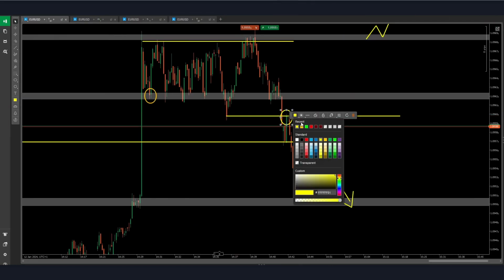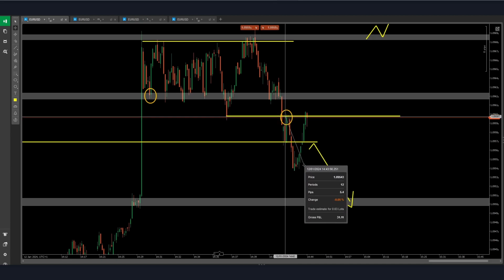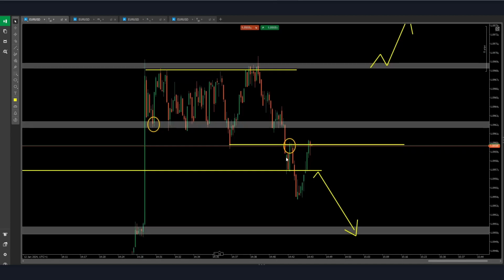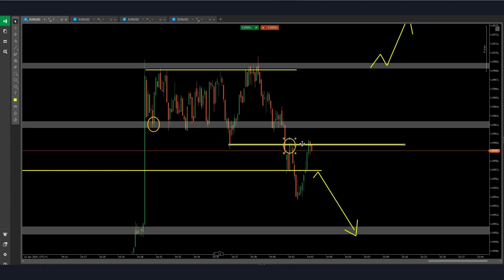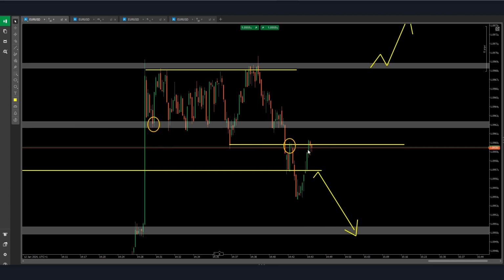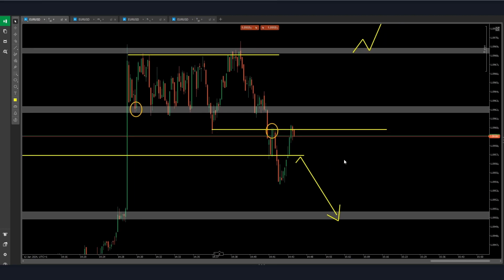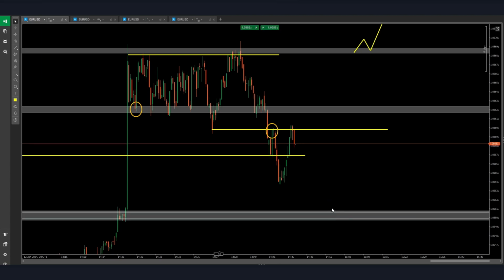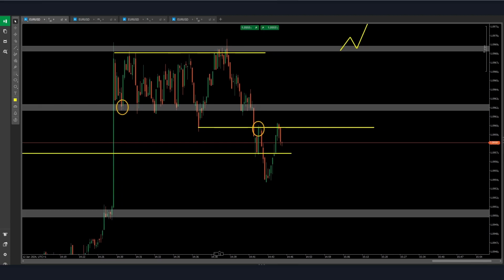Yeah, and this one, even this entry would have been a break even, because it would only go around 6 pips. Just to show you how it would look if the break even was active, because we might see a further pullback to these lows. And yeah, let's see. I'm just going to continue.